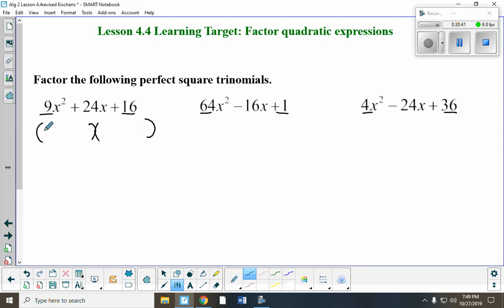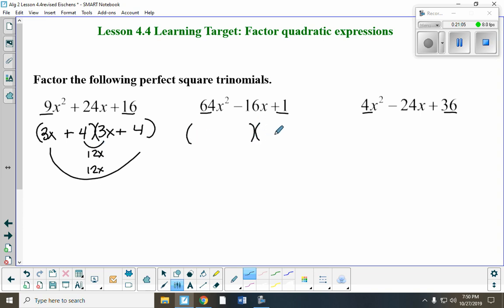What you do is for the first, you write down the square root of 9 in this case. So 3x and 3x. And then what number squared is 16? 4 and 4. All the signs are positive in this problem, and so those will be positives. Now take a look. Your outer is 12x, your inner is 12x, and that will give you your 24x in the middle.